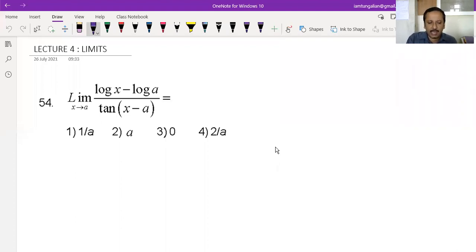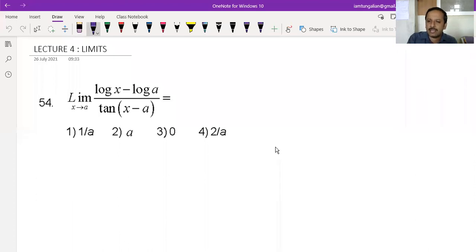54th question: limit as x tends to a of (log x minus log a) divided by tan(x minus a). If I directly apply the limit, I'm going to get log a minus log a, that is 0, divided by tan of x minus a. Then in place of x, if I substitute a, a minus a will be 0. Tan 0 is 0.